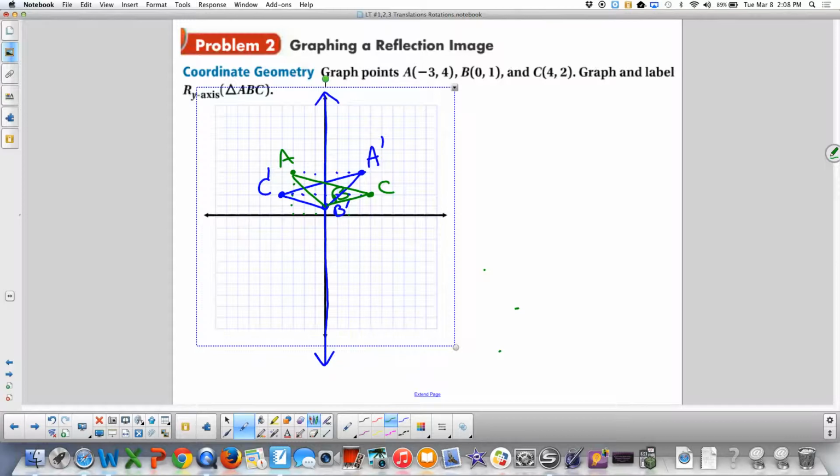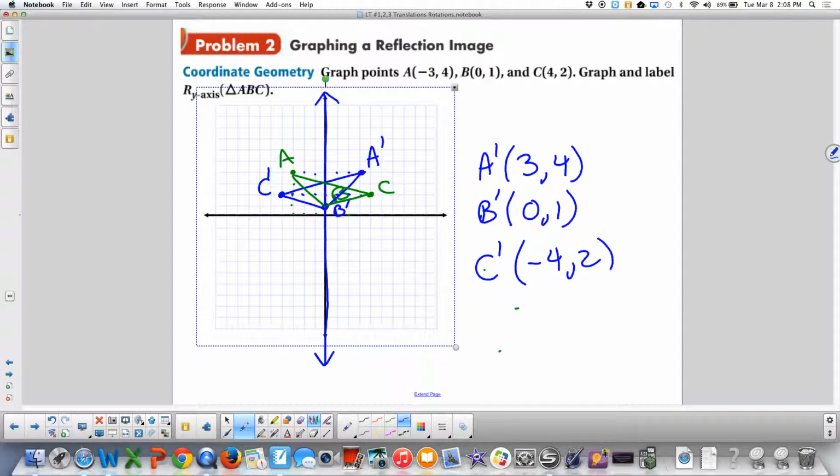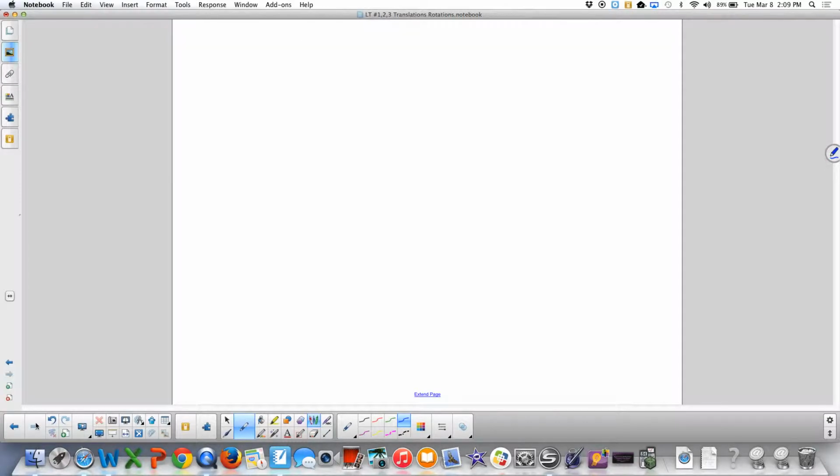Now, we can list those points. A prime is now at 1, 2, 3, 1, 2, 3, 4. B prime is still at (0, 1) because it's on the line of reflection, and C prime is now at (-4, 2). So you can write out your primes, which are your image after the transformation.